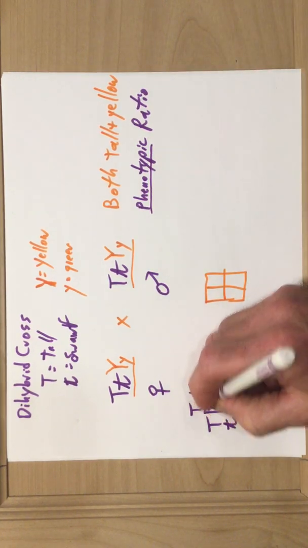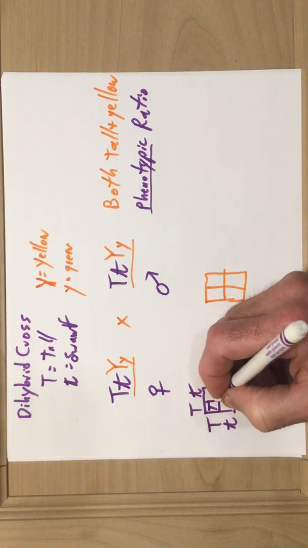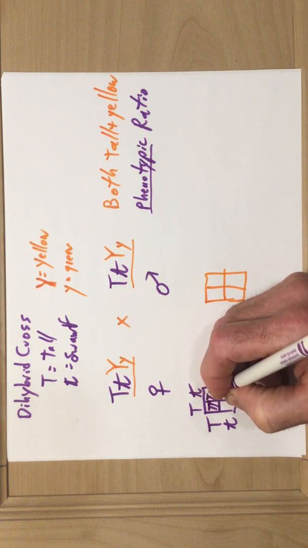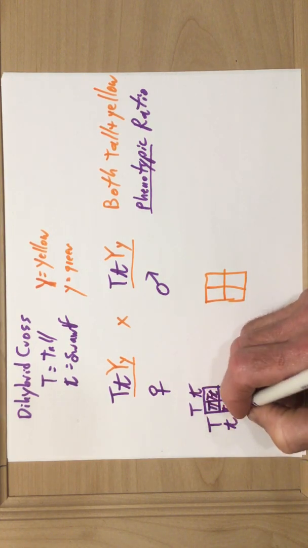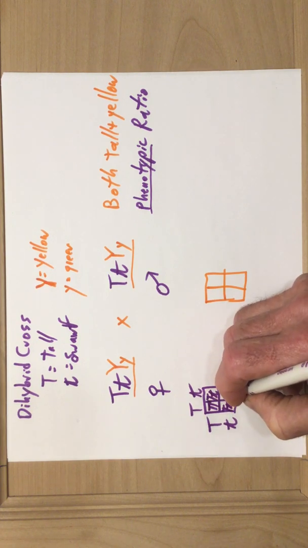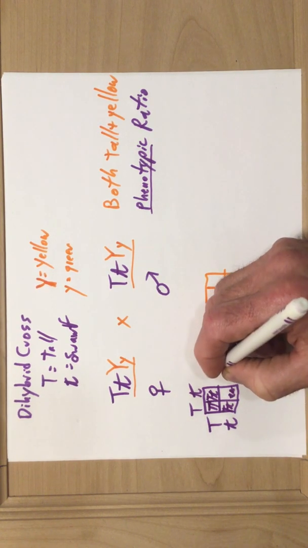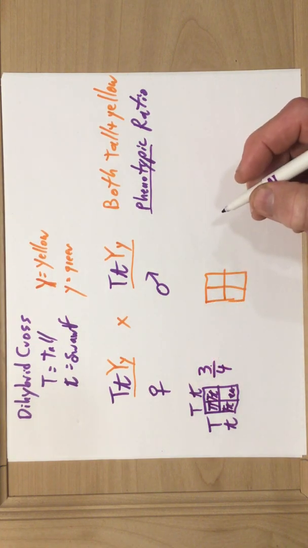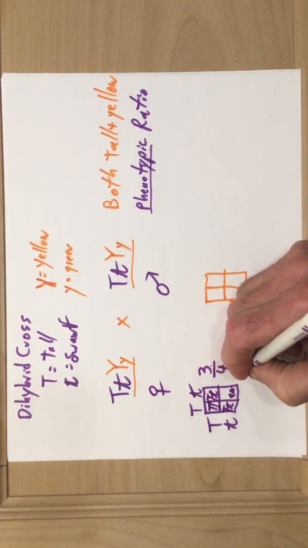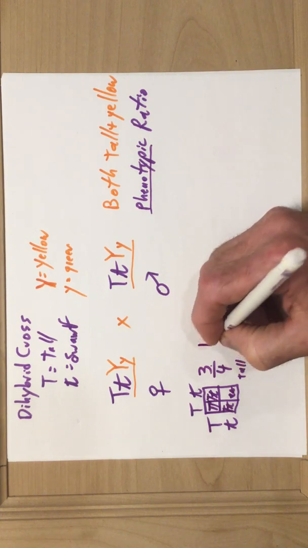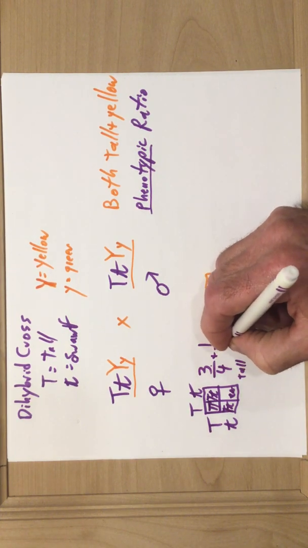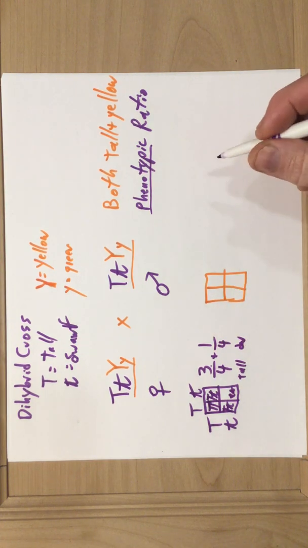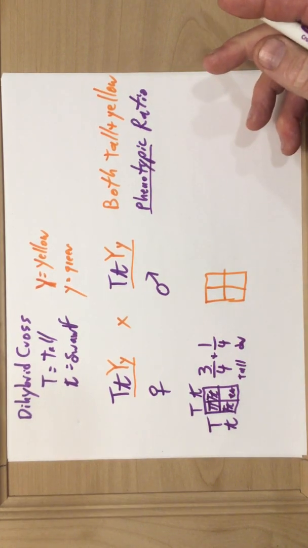This one's going to be tall, right? This one's going to be tall too, because it's big T, little t, right? That's big T, big T. This one's going to be tall because it's big T, little t. And this one's going to be short, little t, little t. So there is a 3 out of 4 chance that there's going to be a tall plant, right? And there is a 1 out of 4 chance there's going to be a dwarf plant. So far, so good? Good enough for right now.